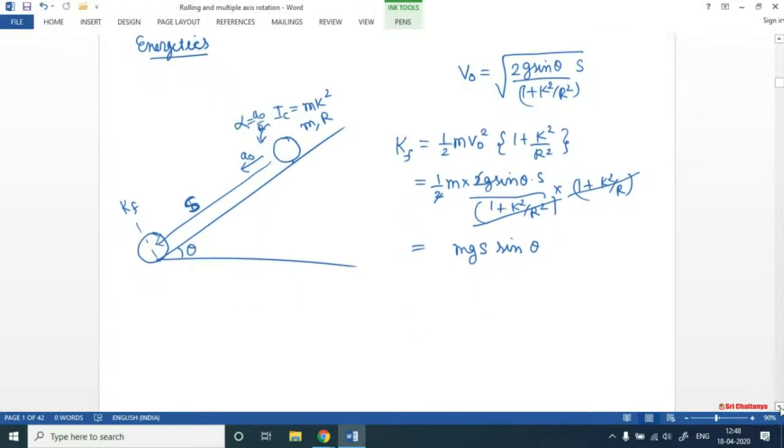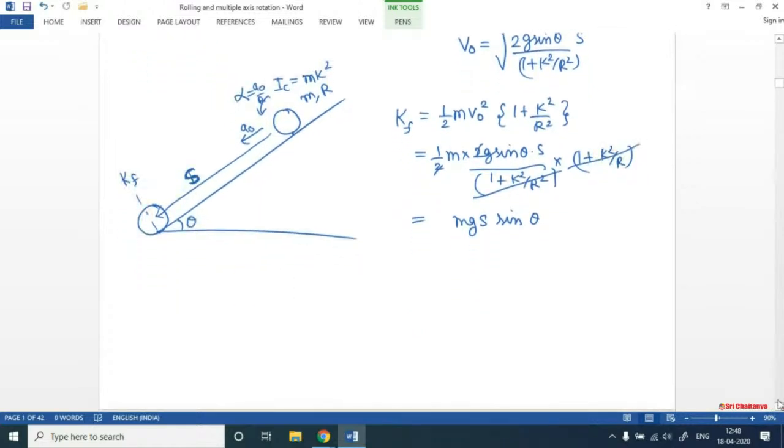Okay, so here the change in kinetic energy would be Kf minus Ki, and initial kinetic energy was nothing but equal to 0, so that is going to be equal to mgs sine theta.